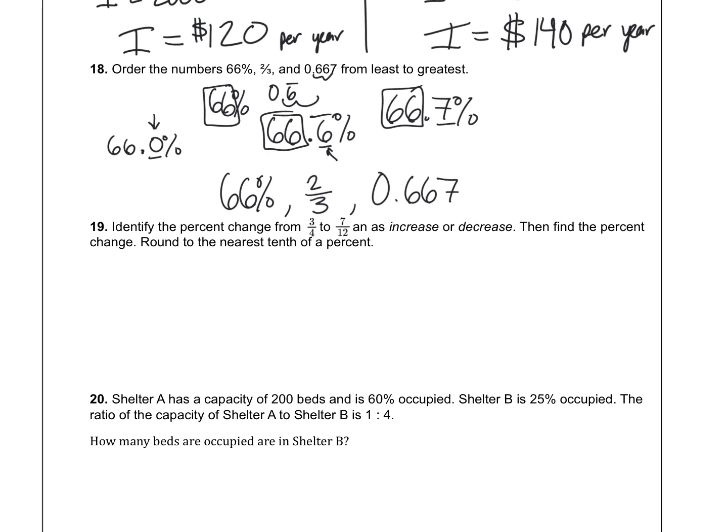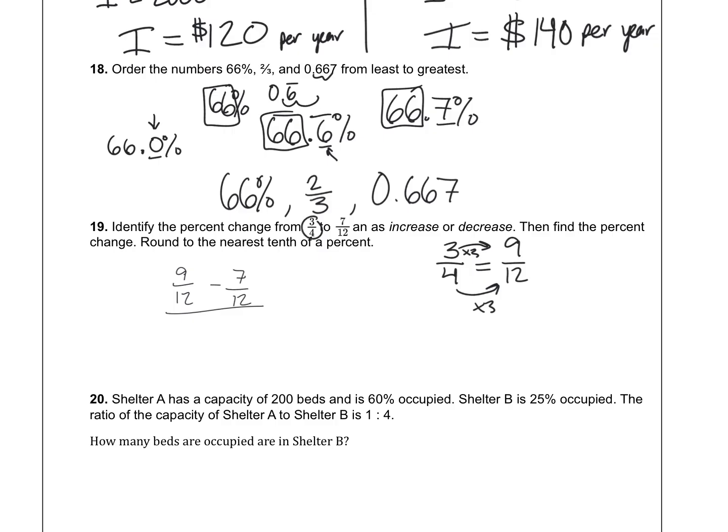All right, number 19, percent of change. This goes back to the big minus small divided by original. This time I have 3/4 to 7/12. Before I can subtract anything, I probably should figure out what is 3/4 with a denominator of 12. Well, 4 times 3 is 12. So 3 times 3 gives us an equivalent fraction of 9/12. 9/12 is greater than 7/12, so we'll do 9/12 minus 7/12.